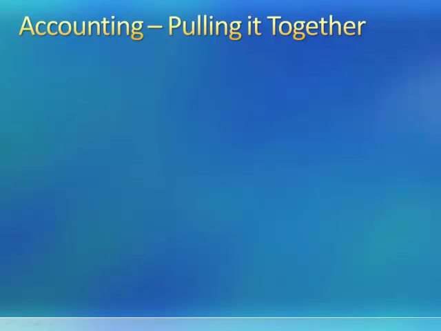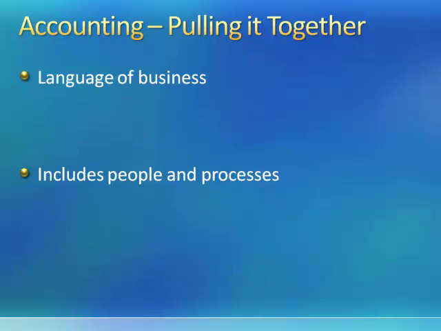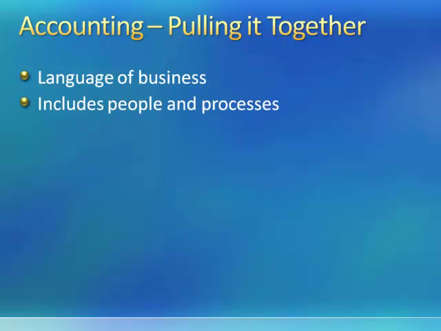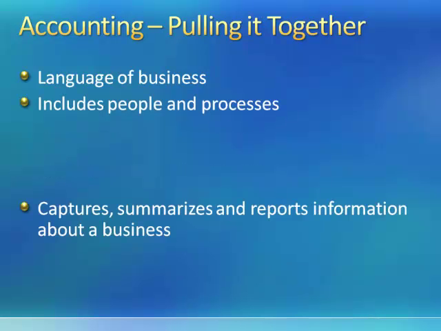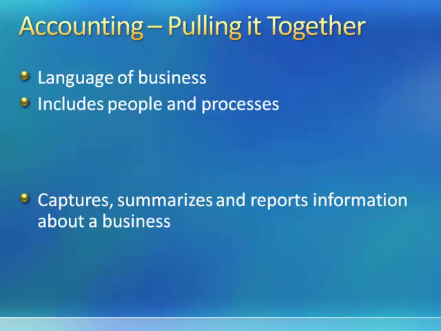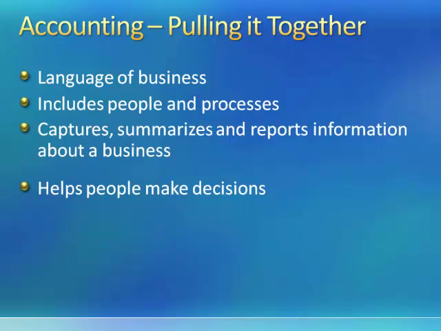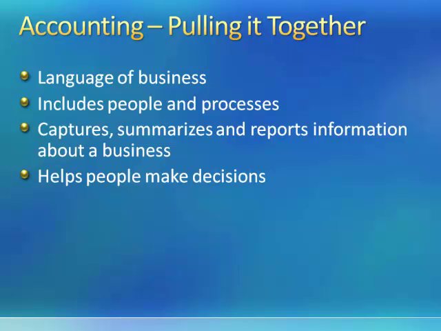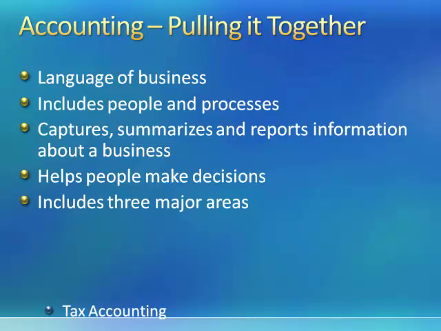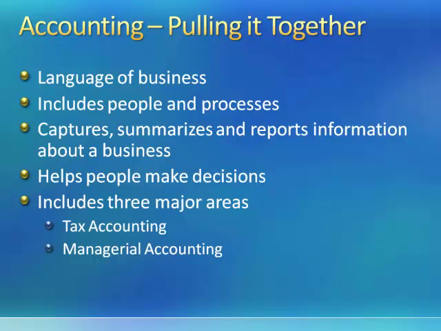So now let's review and pull it all together. We learned that accounting is the language of business. We also learned that accounting includes people and processes. Accounting captures, summarizes, and reports information about a business. It helps people to make decisions, and it includes 3 major areas. Those 3 areas are tax accounting, managerial accounting, and finally, financial accounting.